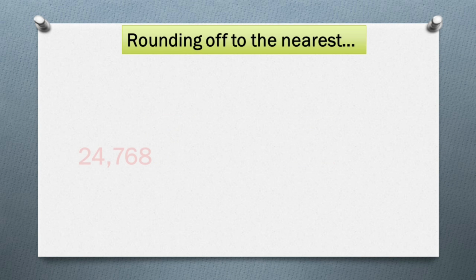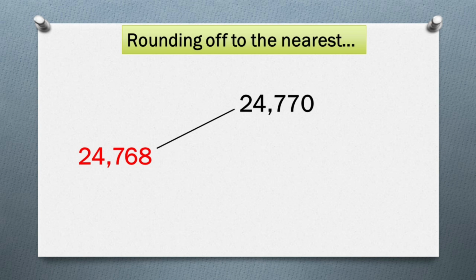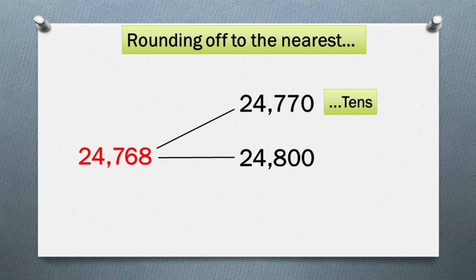A number like 24,768 can be rounded off at multiple levels. If we deal with the tens place, 68 can be rounded off to 70, which makes the number 24,770. This is rounding off to the nearest tens. If we wish to round off the hundreds place, we can see that out of 700 and 800, 768 is closer to 800. So the rounding off makes it 24,800. This is rounding off to the nearest hundreds.